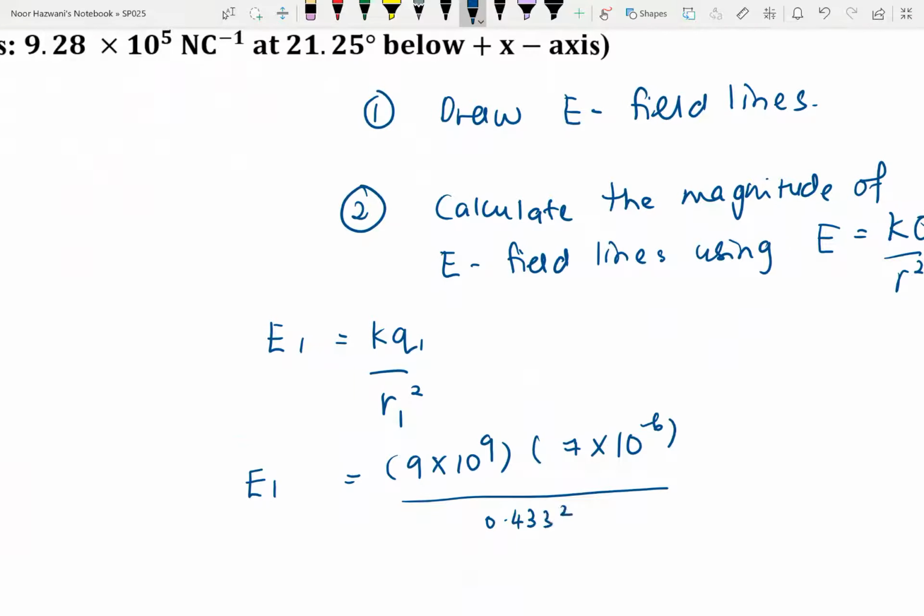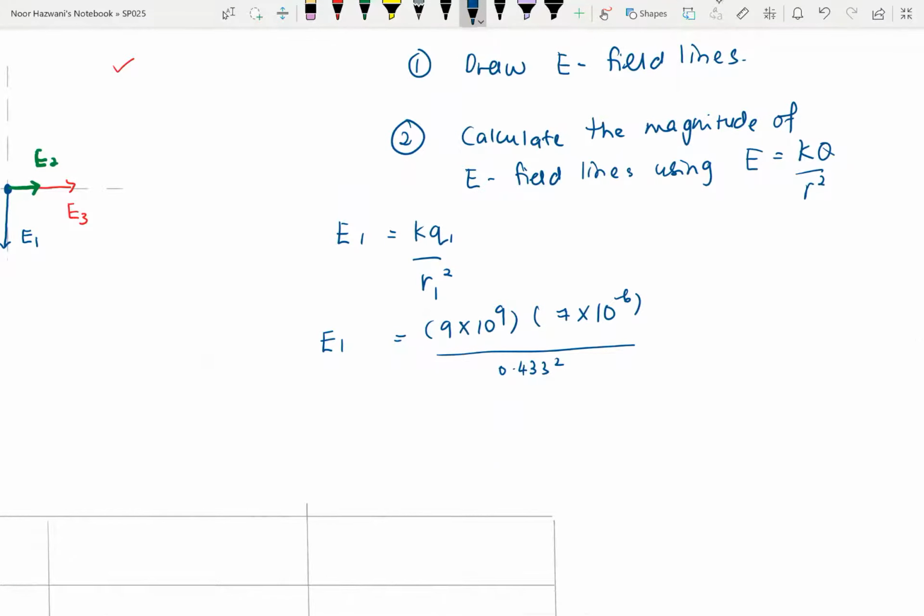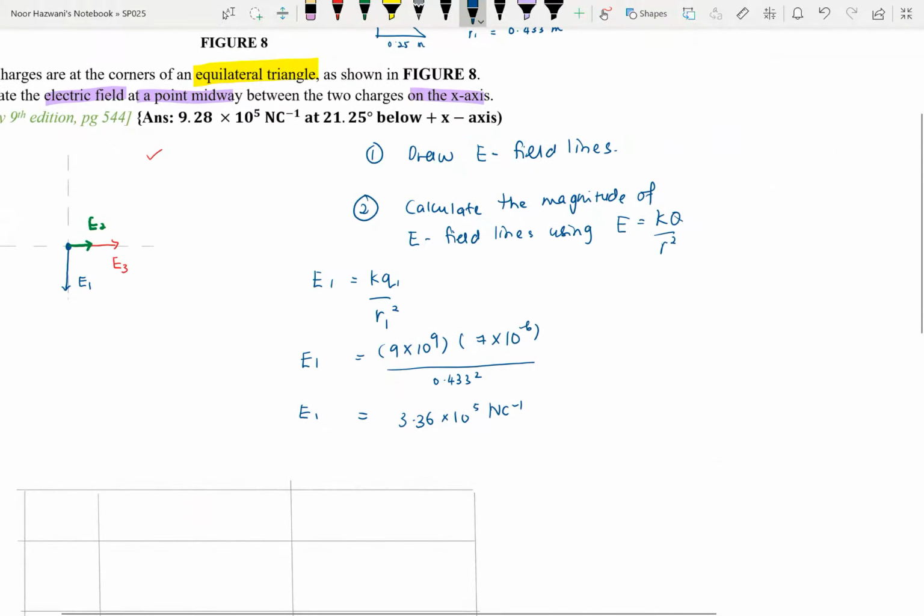0.433 squared. Then press your calculator. So you will get the value of E1, which is 3.36 times 10 to the power of 5 Newton per Coulomb. Okay, settle E1. Sekarang giliran untuk kita kira E2 pula.